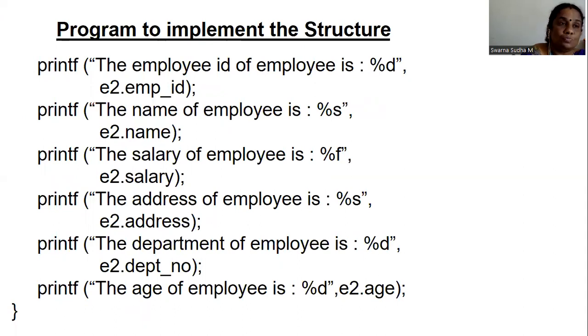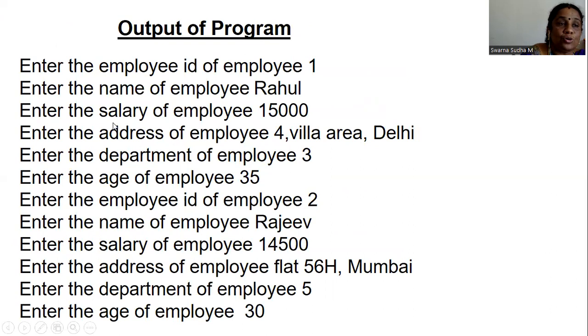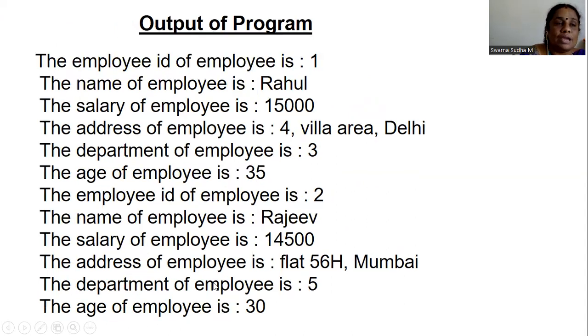If you see the output of this program, you will be able to get the data from the user: the name, salary, address, department, age. This is the first employee's data. Second employee, again, name, salary, address, department, age, and you will be able to print it. This is how the structure is helpful in a C program.